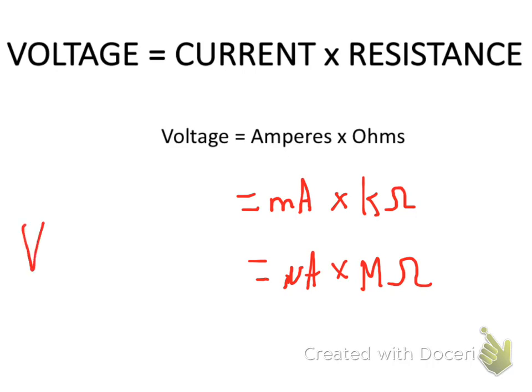Okay? So summary: voltage V equals current I. We usually use I for current. We just do. Times R for resistance.